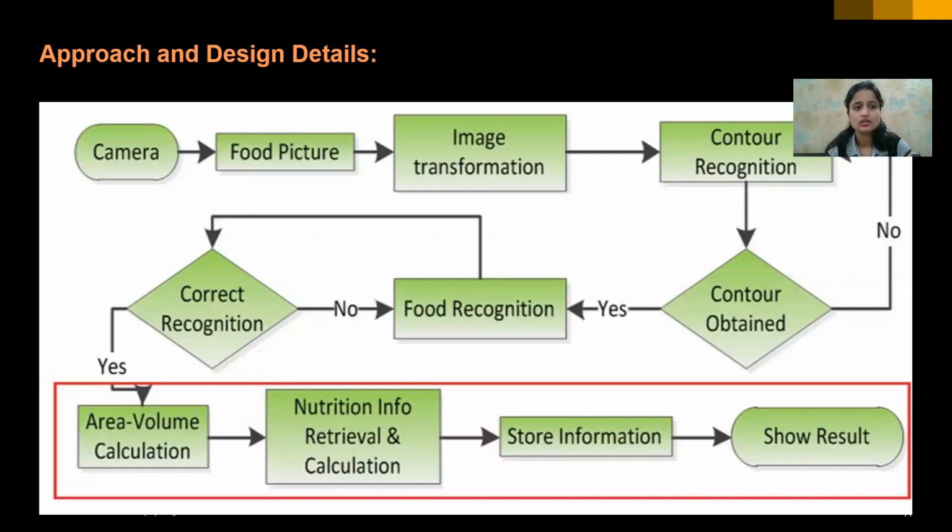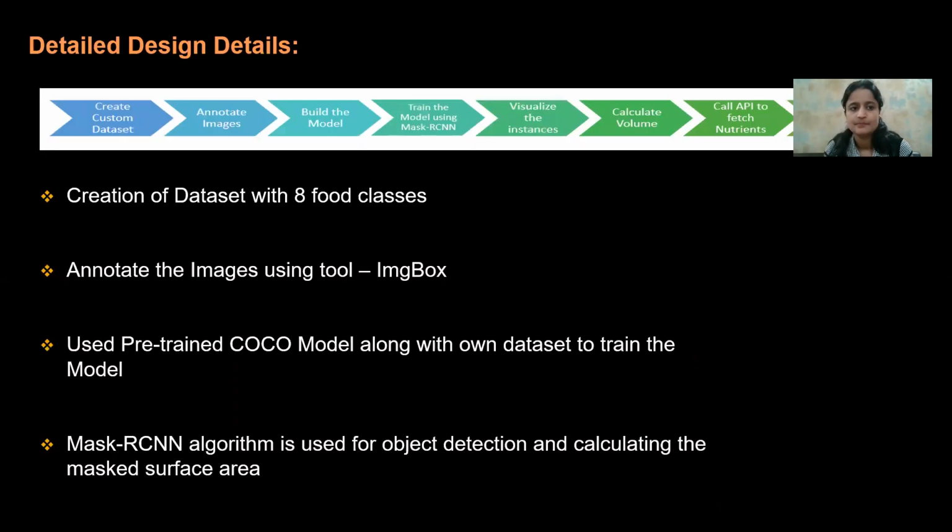Let's quickly look at the approach and the design details. Once the user clicks the food item, we will have contours. Through these contours, we will be recognizing the food items present in the plate. Once the food is recognized correctly, we will be determining the area and calculating the volume for it. Then these details will be sent to an API, where the API will give us the details about the nutrition, the calories, fats, and proteins present in the food, and then we will be displaying the results.